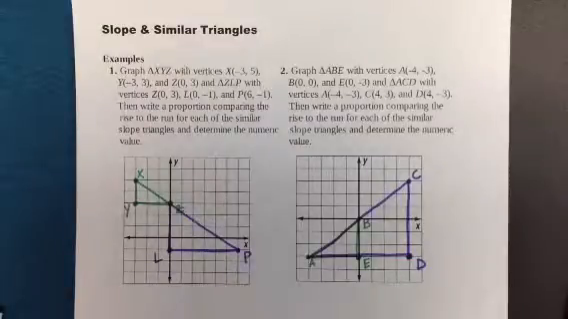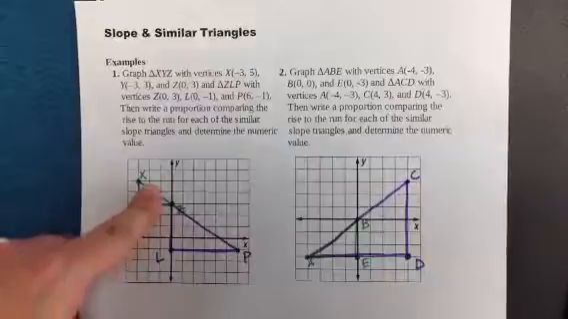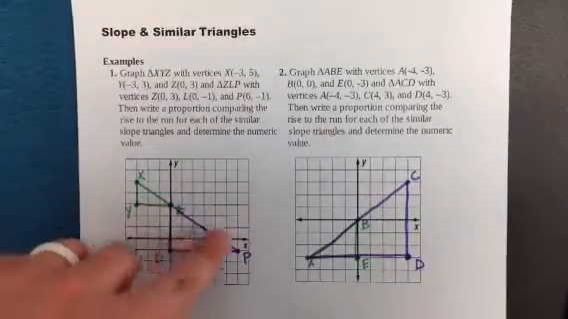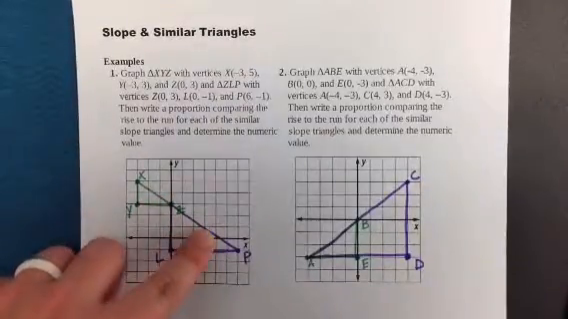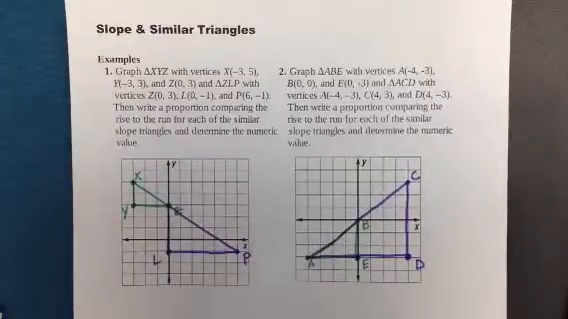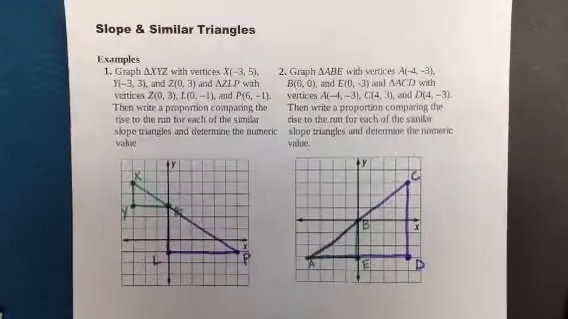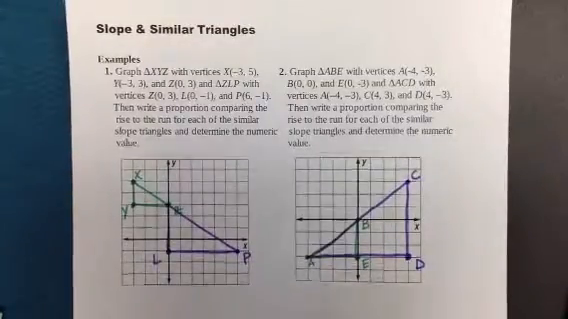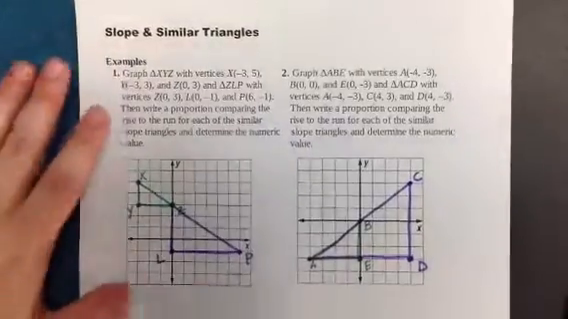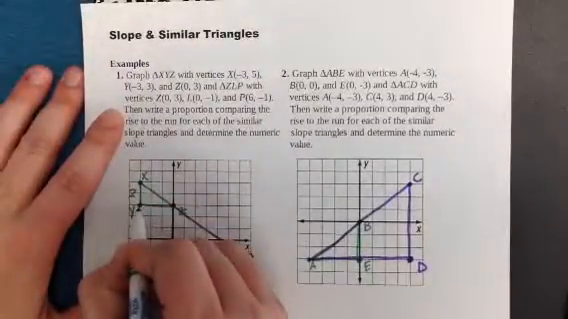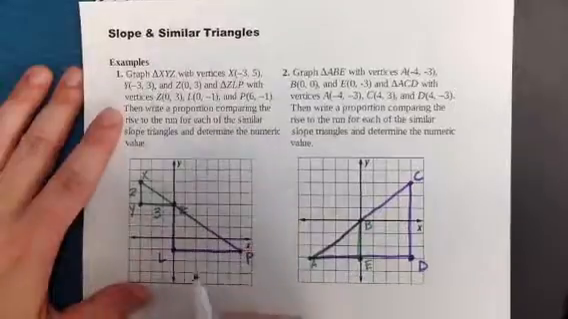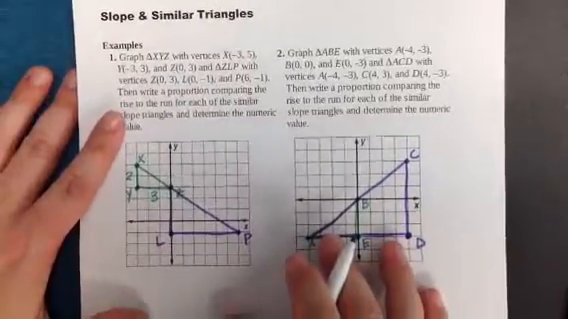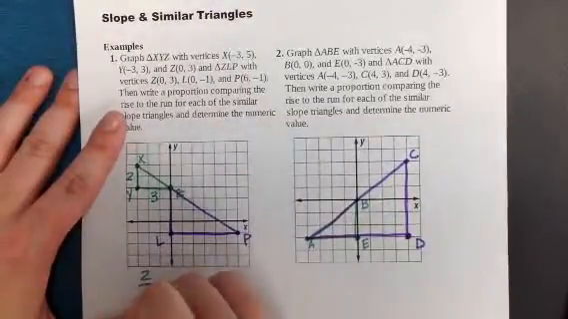So here I've graphed X, Y, and Z: negative 3, 5, negative 3, 3, and Z is at 0, 3. So that's this green triangle. And then my purple triangle is ZLP, which is this one. It says write a proportion comparing the rise to the run for each of the similar slope triangles. So this rise right here is 2, and the run is 3. So for my green XYZ, I have 2/3.